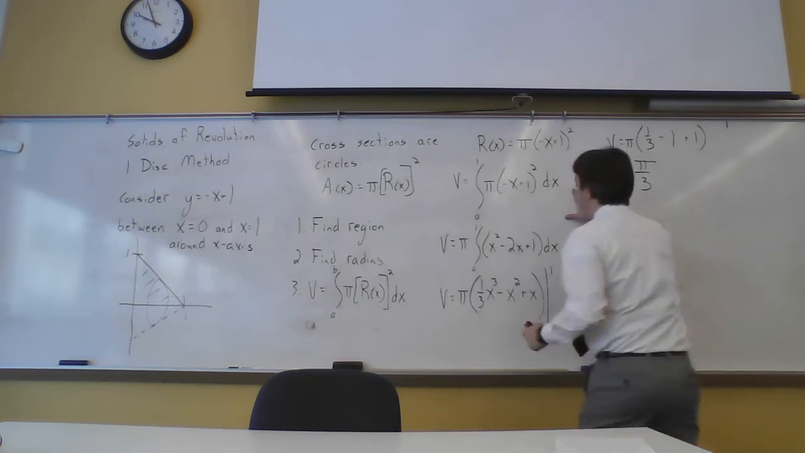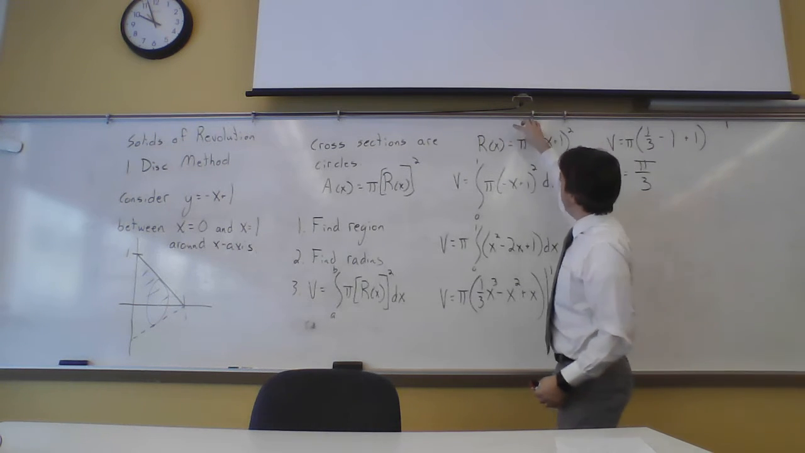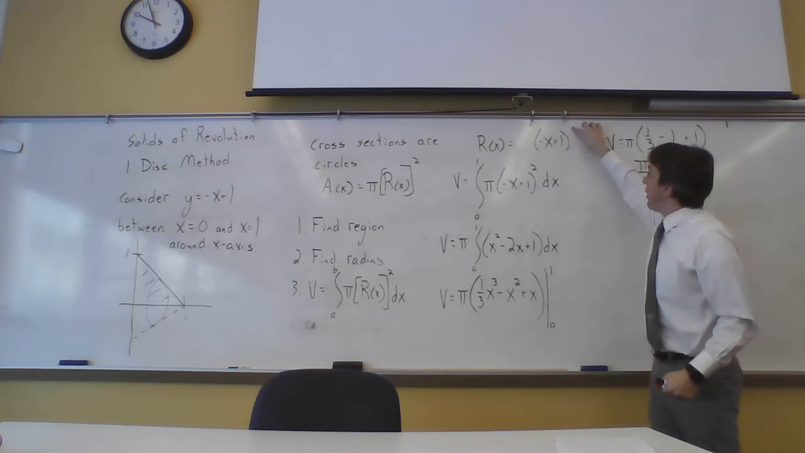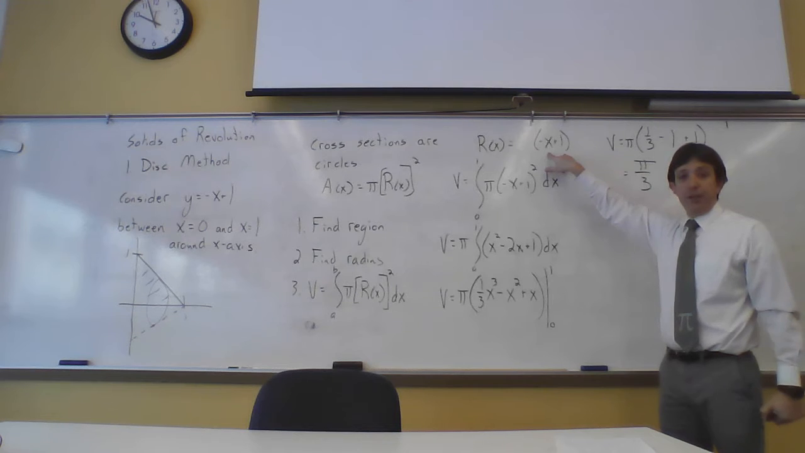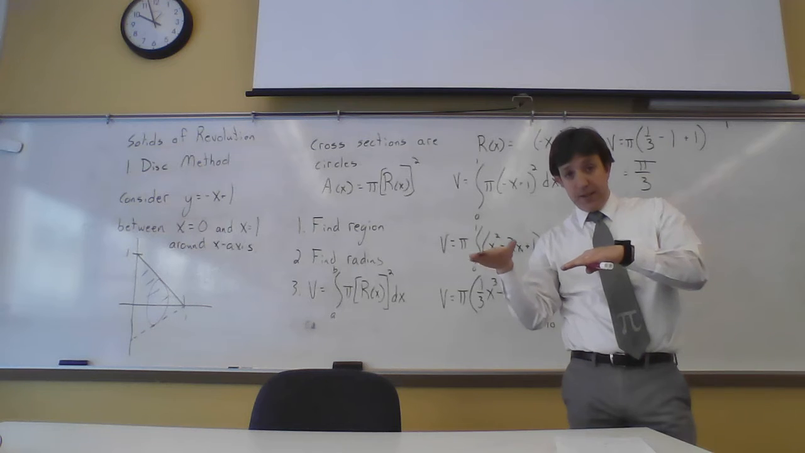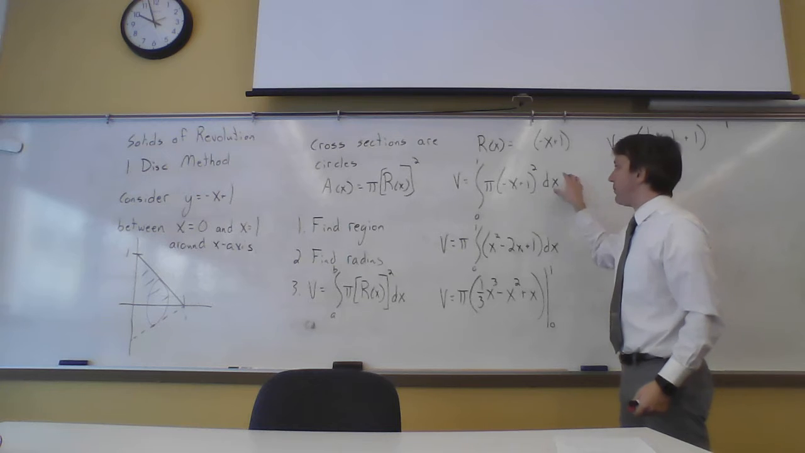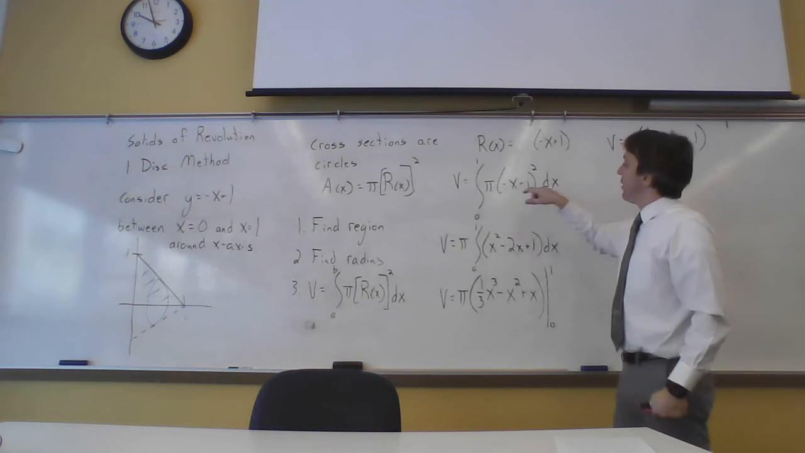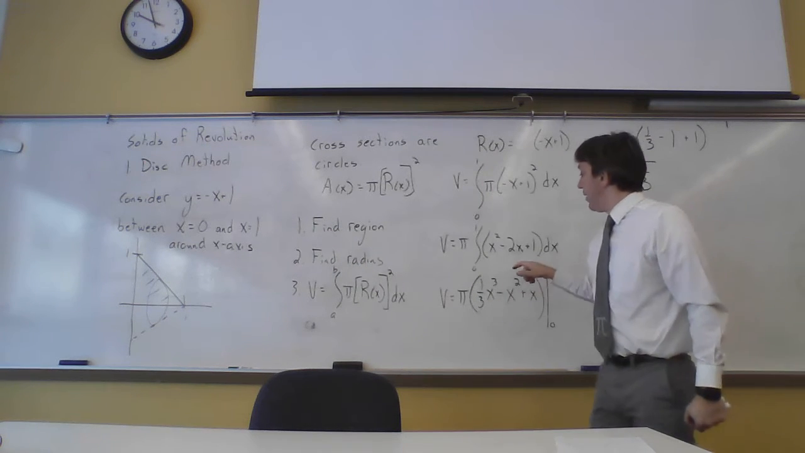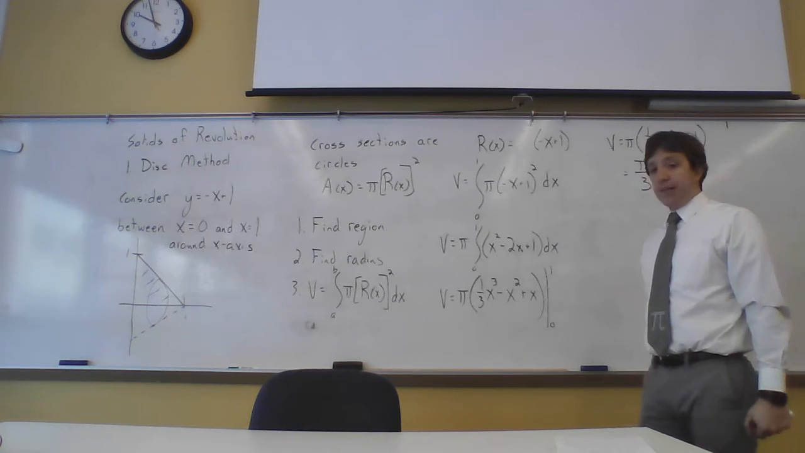So you can see over here, I've worked out this problem. Here's my radius. We don't need the pi yet. My radius is just negative x plus 1. That's how far it is from where we're rotating, the x-axis, up to that curve. So the volume then, here's my pi in the square, is the integral from 0 to 1, because those are all the x values that encompass my region, of pi times my radius squared with respect to x.